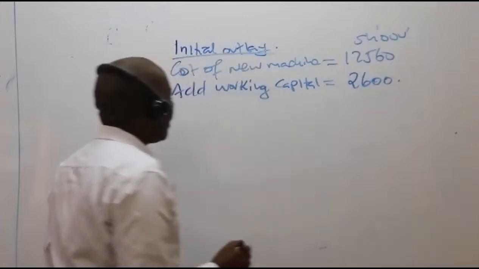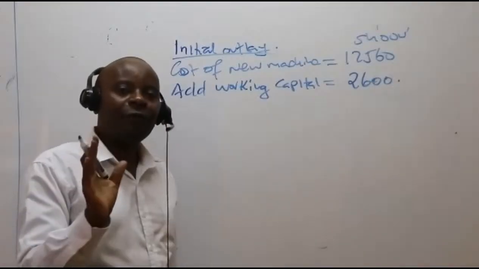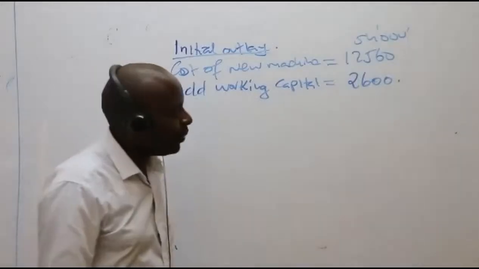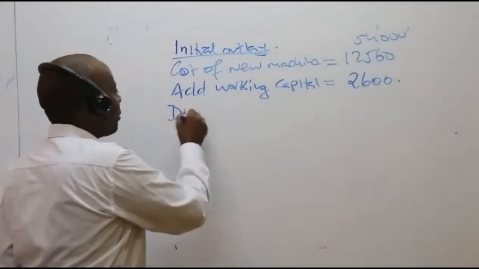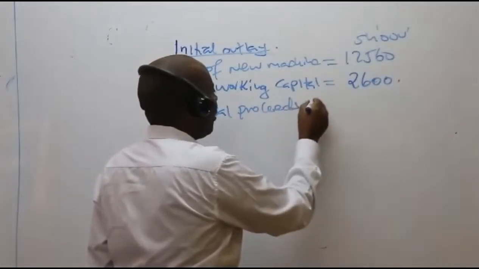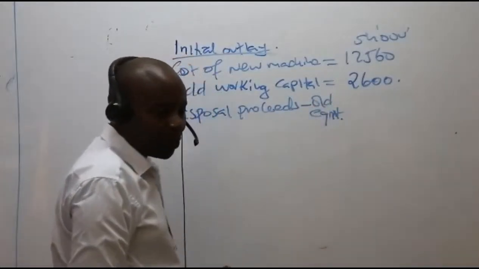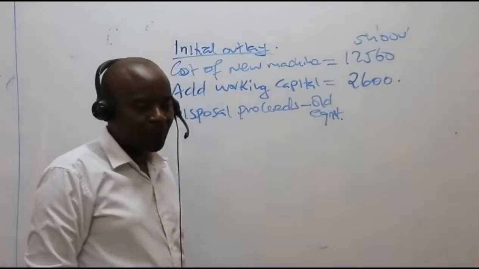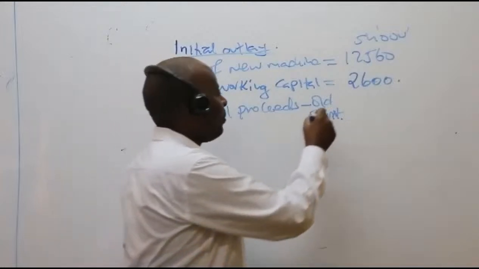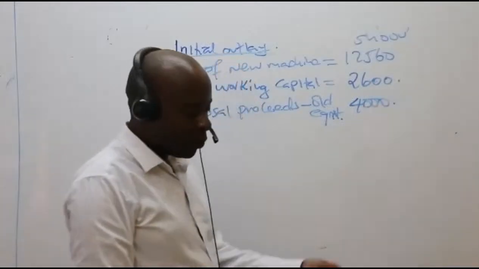Now, ladies and gentlemen, remember initially, should we decide to replace this machine today, we are going to get some money out of selling our old equipment. So in this case, come and give us disposal proceeds of the old equipment. Is there anybody who is able to see the disposal proceeds of the old equipment? It is 4,000.